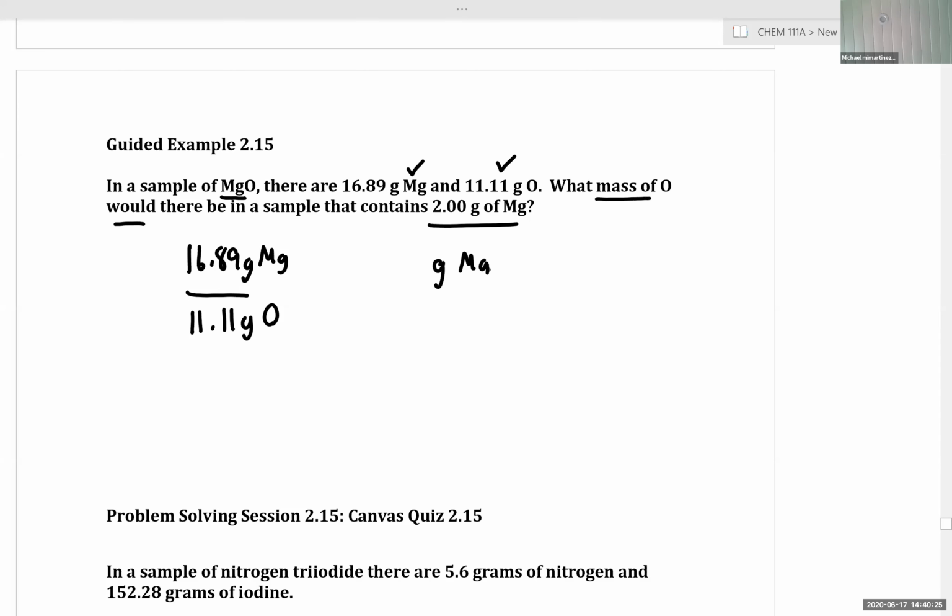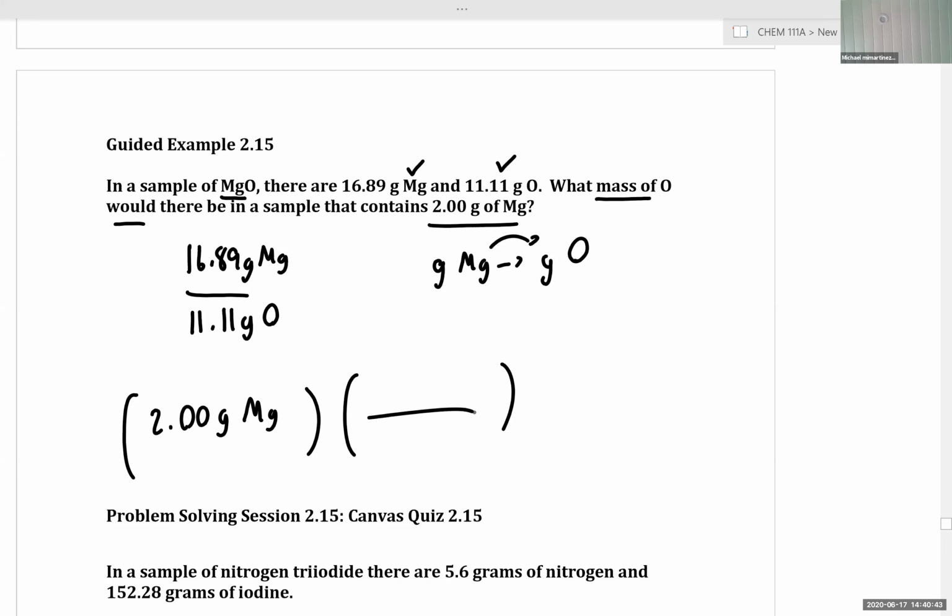We're going from grams of magnesium to grams of oxygen. And in this case, our conversion factor is our mass to mass ratio. So if we start with 2.00 grams of magnesium and we're going to grams of oxygen, what units need to be on top? And this is where the unit analysis really demonstrates its utility. What units do we want on top if we're going to grams of oxygen? Grams of oxygen. Right? So we put our 11.11 grams of oxygen on top.